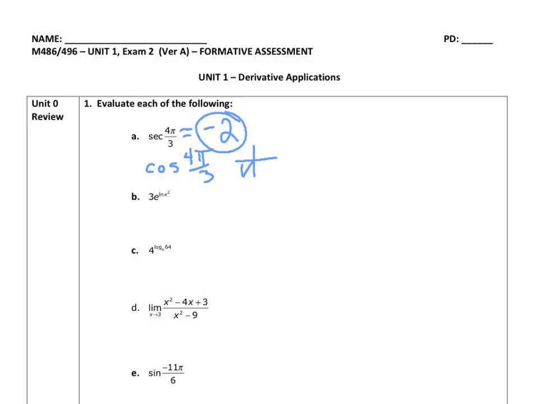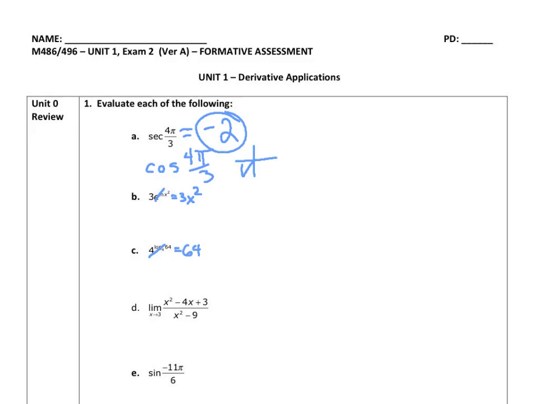3e to the natural log of x squared. What they want me to remember is that e and natural log are inverses. So I end up with 3x squared in this particular case. 4 to the log base 4 of 64. Very interesting problem in that everything here is of base 4. But 4 to the log base 4, again, those are inverses. They eliminate each other, and I'm left with 64.